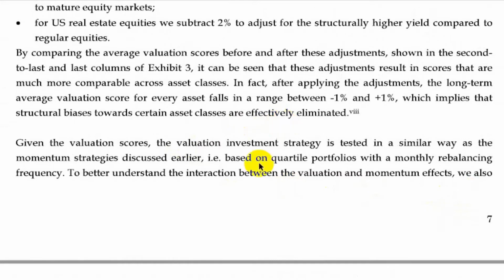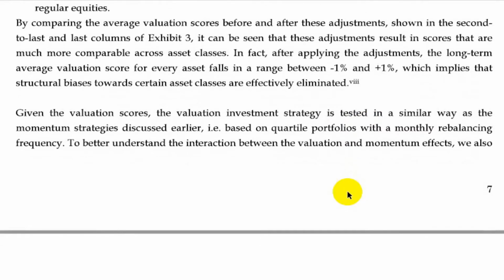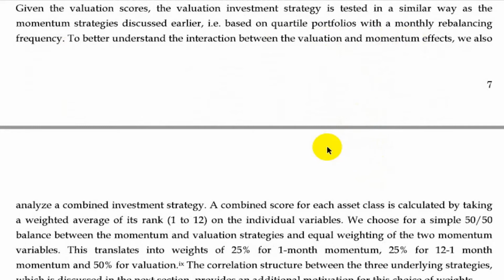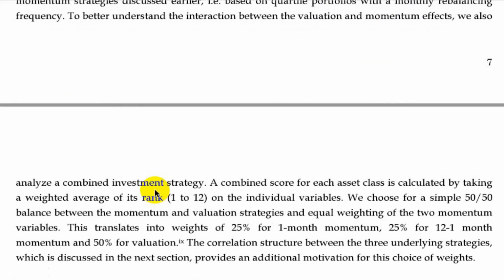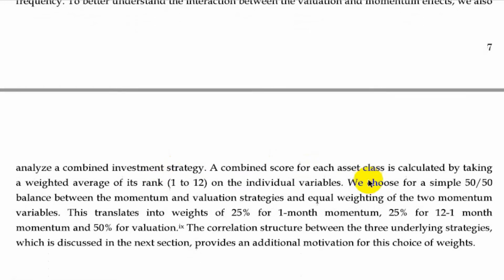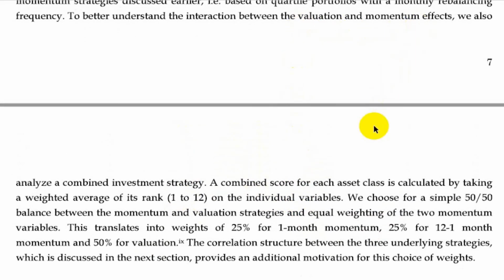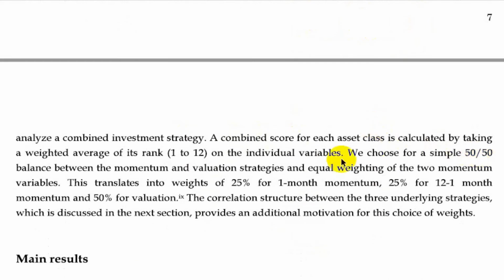And so for the valuation or the value portfolios, they're going to be structured similarly to the way that the momentum portfolios were structured before, where they're split into quartiles and monthly rebalancing. And they're also going to combine the value and momentum effects into a combined investment strategy. And to do that, they're going to rank the asset classes according to the individual variables, the value and momentum variables. And then half is going to be allocated to momentum and half is going to be allocated to value.